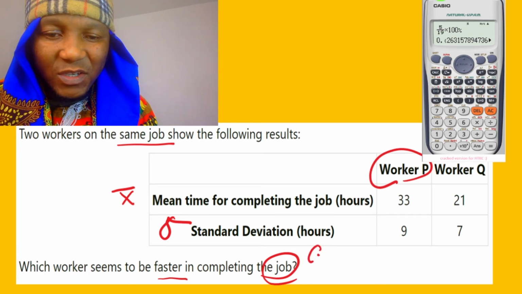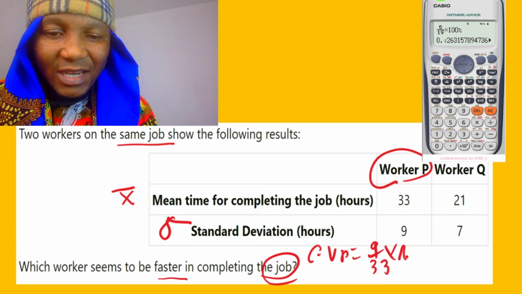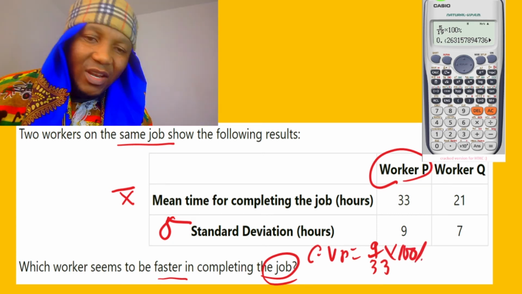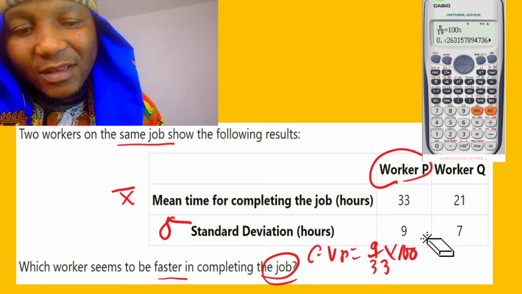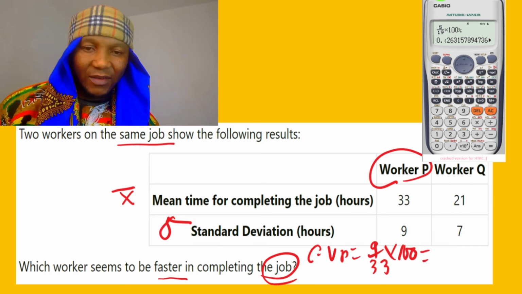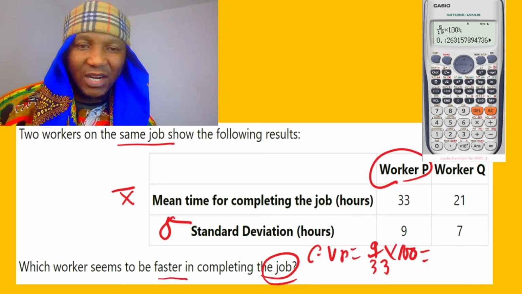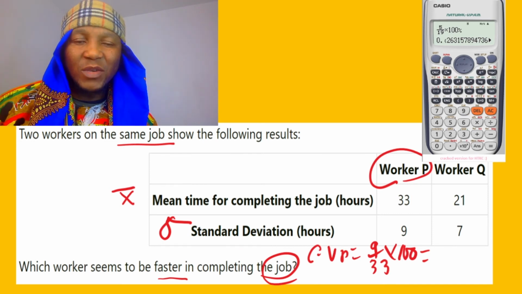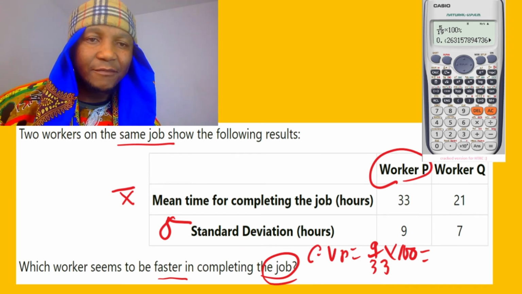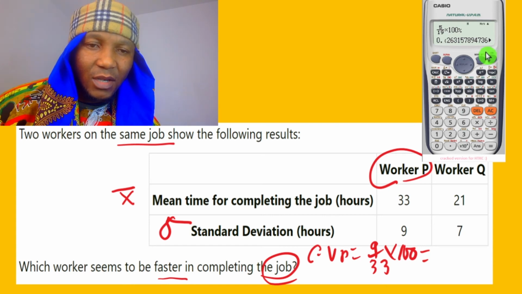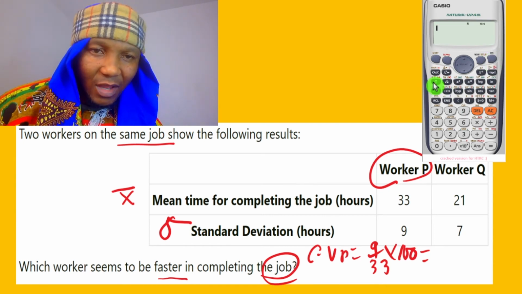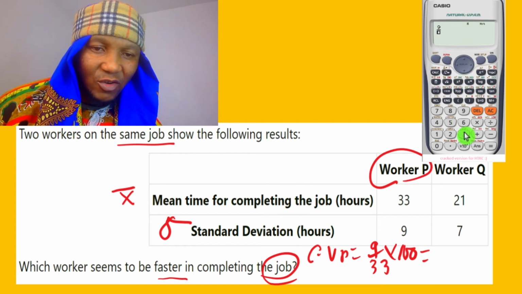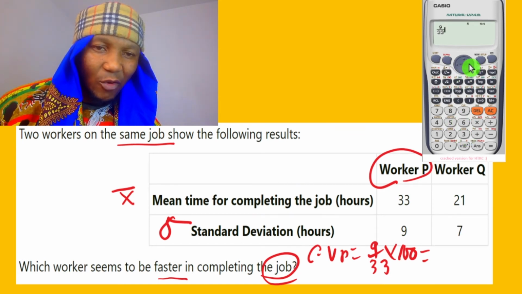So the coefficient of variation of worker P is equal to 9 over 33 times 100%. Or you can say 100 if you want, or you can put percent, whatever. So we plug this in the calculator: 9 over 33 times 100. If you've got a calculator also, try to see what you're going to get.